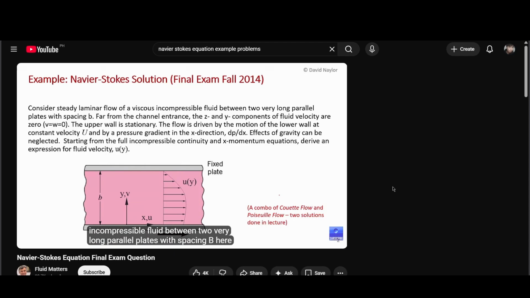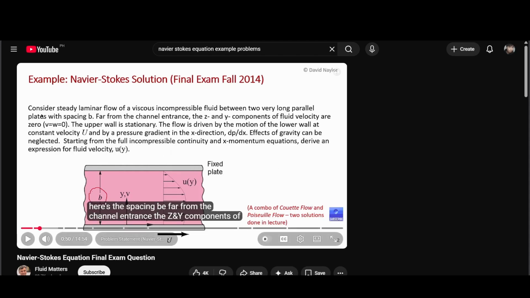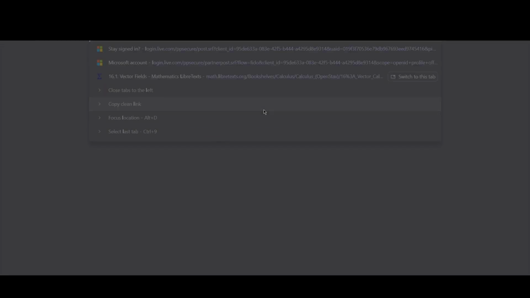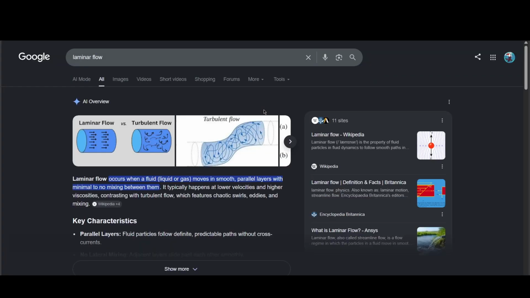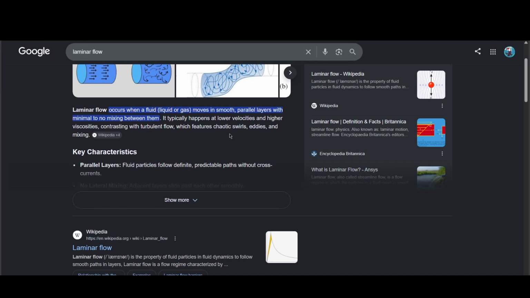The z and y components of the fluid velocity are zero. So you're told that v and w are zero. The upper wall here is fixed, it's stationary. But the flow is driven by the motion of the lower wall. The problem states, consider steady laminar flow of viscous, incompressible fluid between two very long parallel plates with spacing b. Here's the spacing b. Consider steady laminar flow. What is laminar flow?